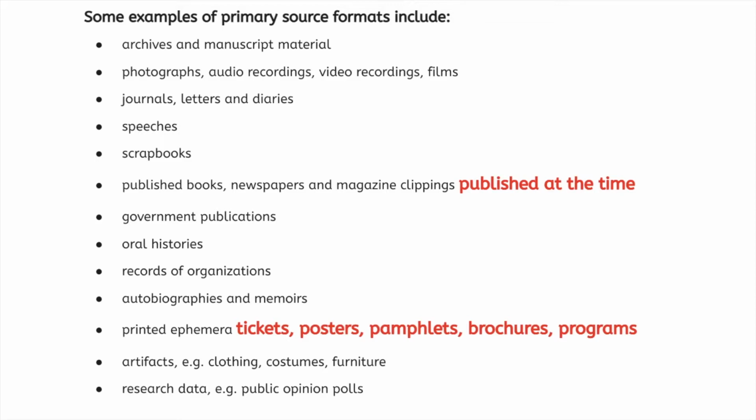So there are lots of different types of primary sources, but the main thing we need to know is that they have to be published and produced when the event took place.